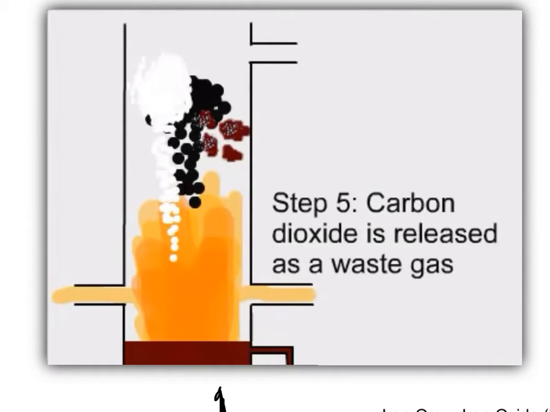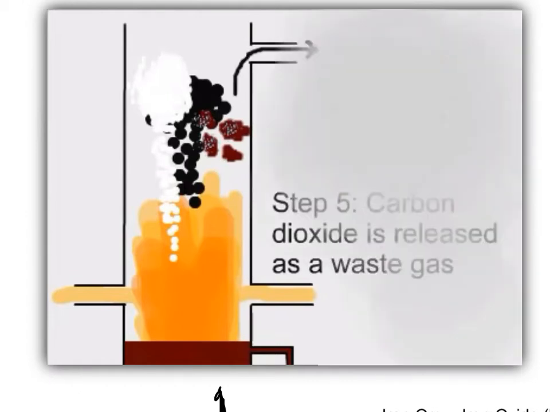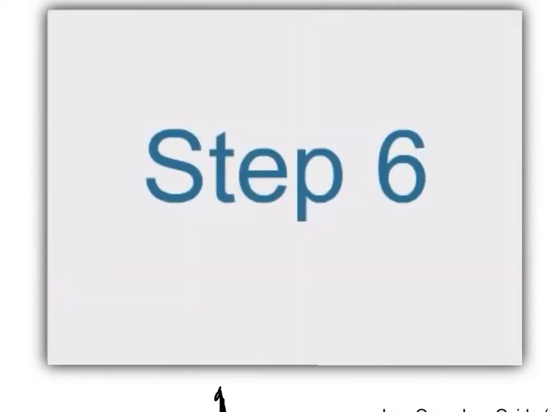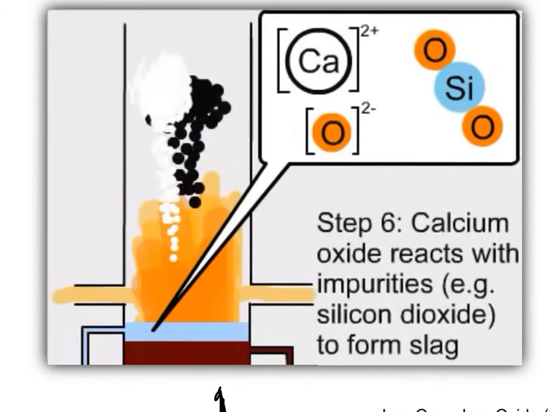Now, the next step is quite complicated. We now need to think about some of the waste products, the impurities we talked about that exist in the iron ore. If silicon dioxide was left in the molten iron, it would cause all sorts of problems with the iron, make it brittle, so we need to try to get rid of some of this silicon dioxide, and that's where the lime comes in.